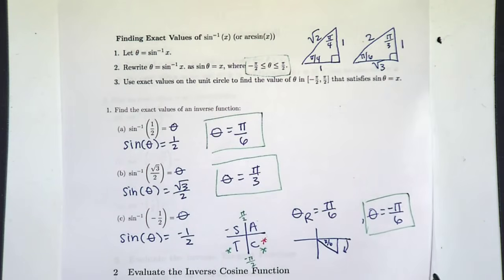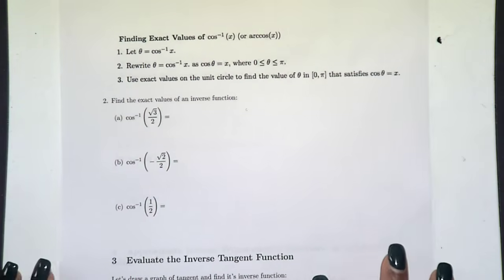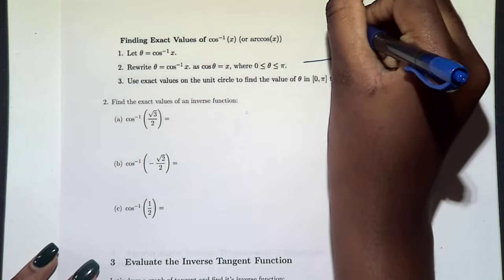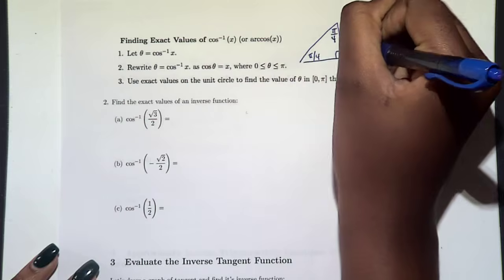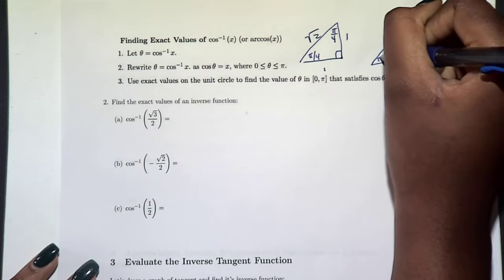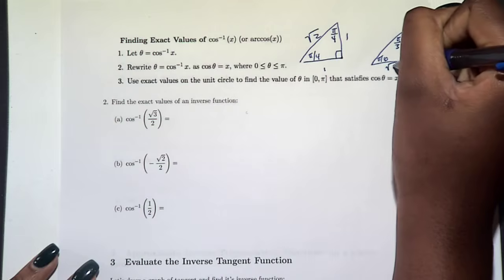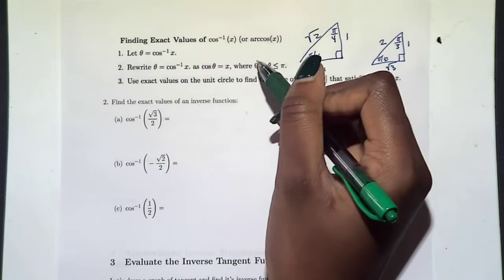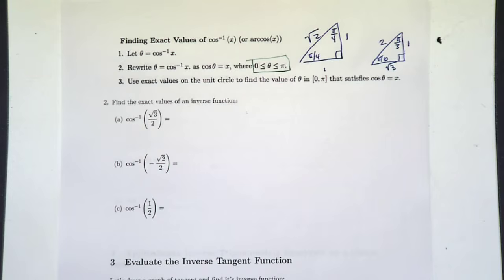Let's do the same for cosine using our special triangles or our reference triangles. All right, so on the next page we have our cosine. I'm going to rewrite my triangles. Okay, so now remember for cosine inverse, all the angles we're going to find are between 0 and pi.